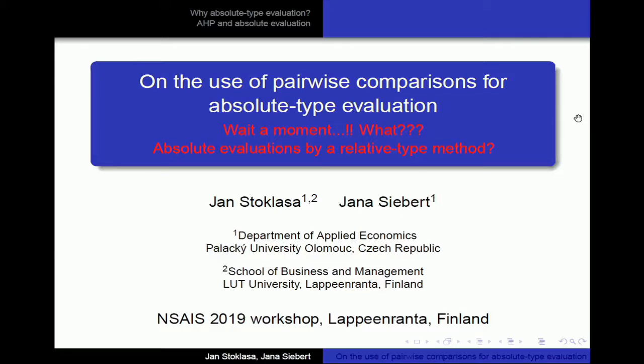This is a presentation on how we propose to use pairwise comparison methods, something relative by definition, to get an evaluation of absolute type and to preserve as many advantages of the relative type methods as possible. It gets slightly technical at some point, and we have changed the notation during the preparation of the presentation, so I hope that it still can be followed to some extent.